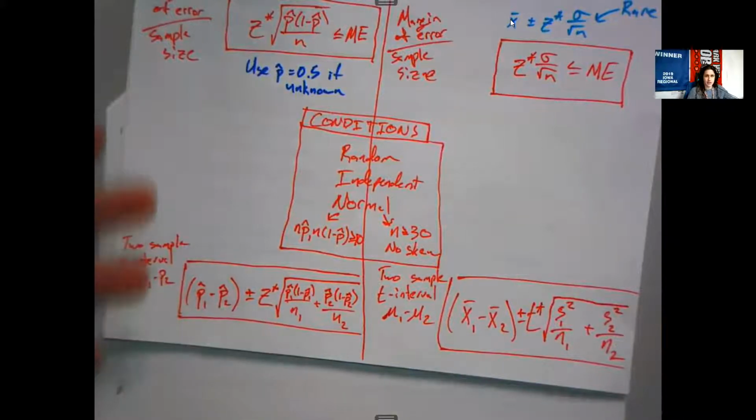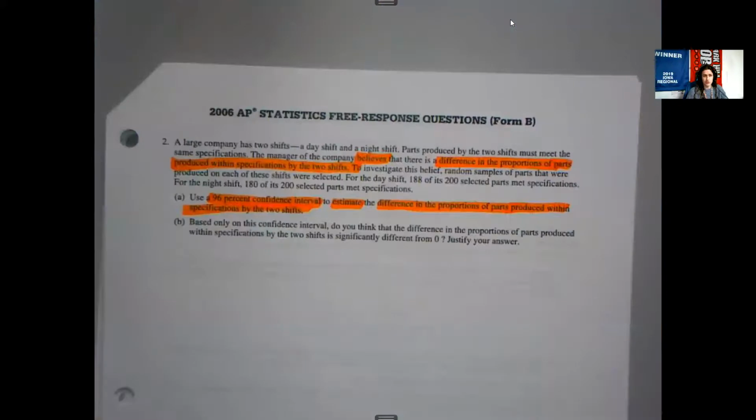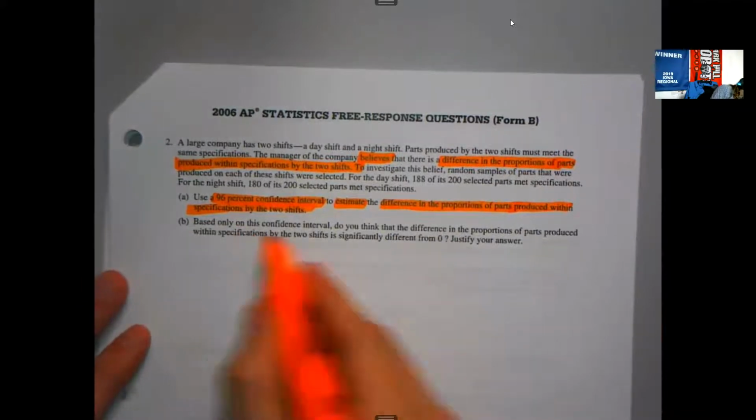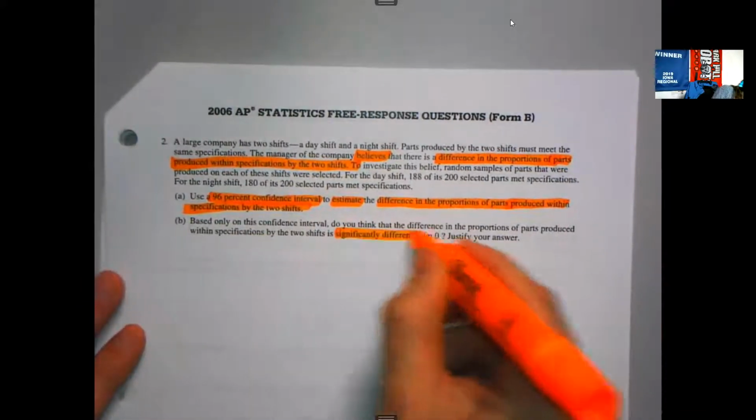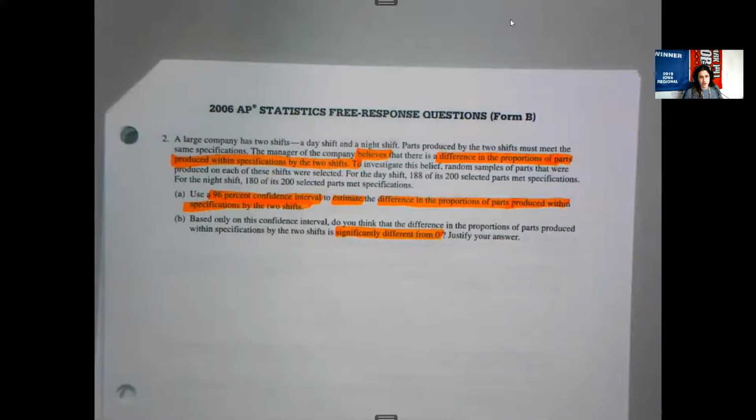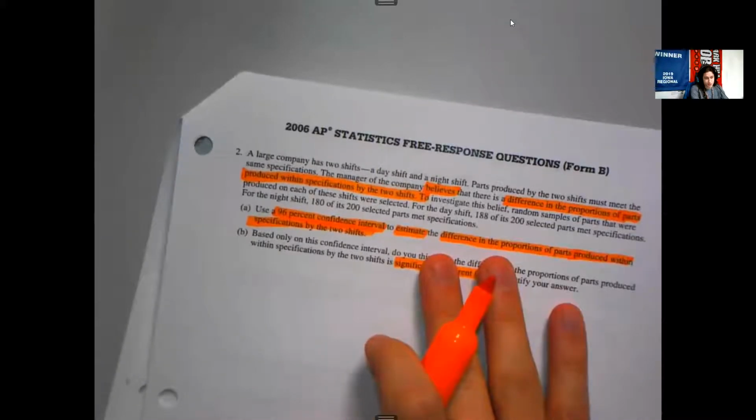But you need to know how to get to that. You need to say, okay, it's proportions. It's going to be a z critical value, p1 minus p2. All right. And then, based on the confidence interval, is it significantly different from zero? Same sort of logic, same sort of question. We made this interval. Is zero plausible? Is zero in the interval? Take a look at that one. Make sure you're good. That's a pretty straightforward state, plan, do, conclude. You're going to have a pretty straightforward problem like that on your exam.